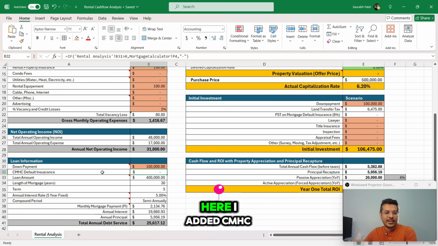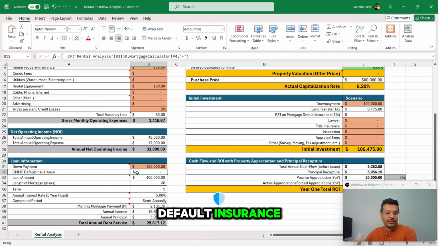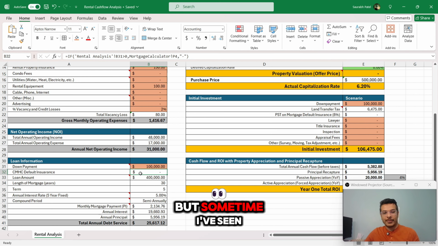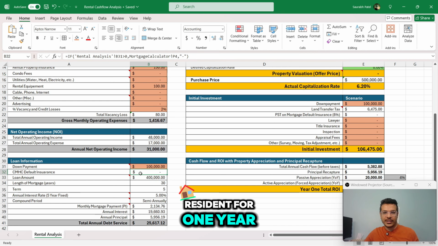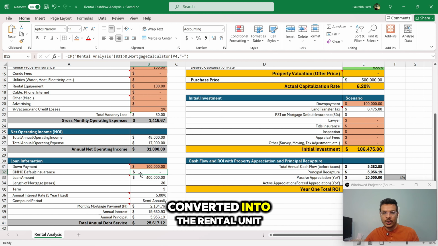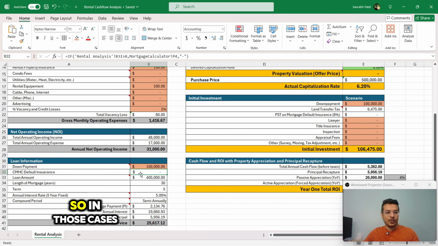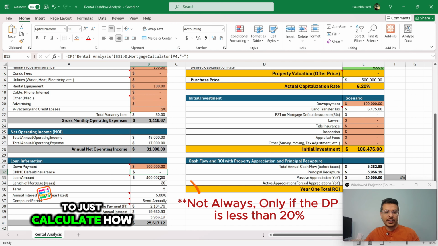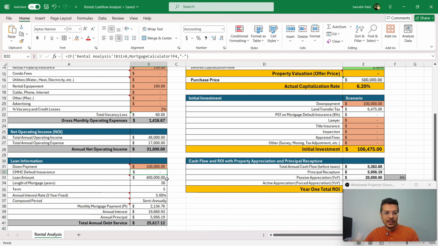You can see over here I added CMHC default insurance. Most of the time with an investment property you will not get default insurance, but sometimes I've seen investors buy a property, live in it as a primary residence for 1 year, and then it gets converted into a rental unit. So in those cases your default insurance is always going to be there, and you need to add it over here to calculate how much the cash flow is going to be.